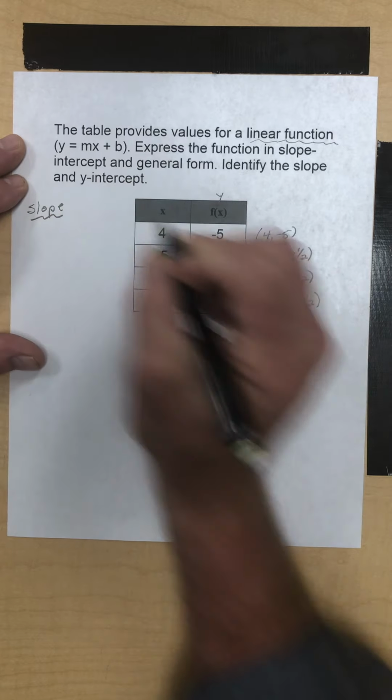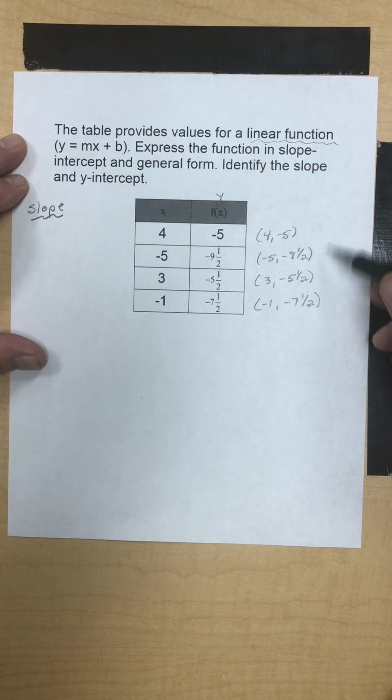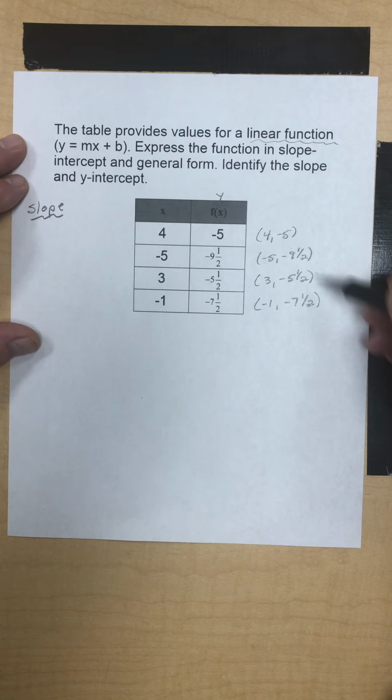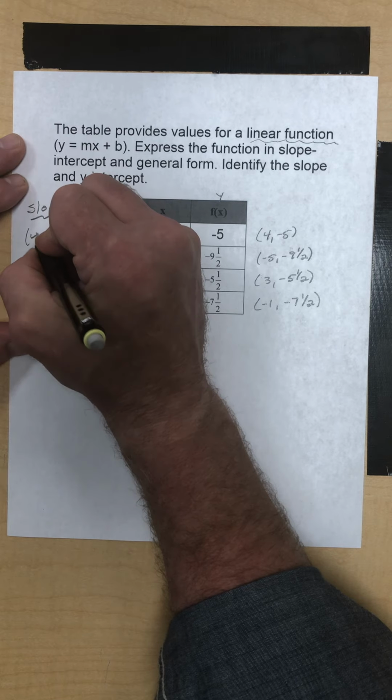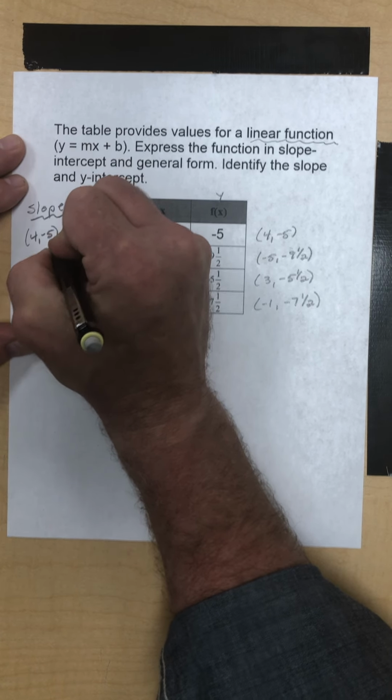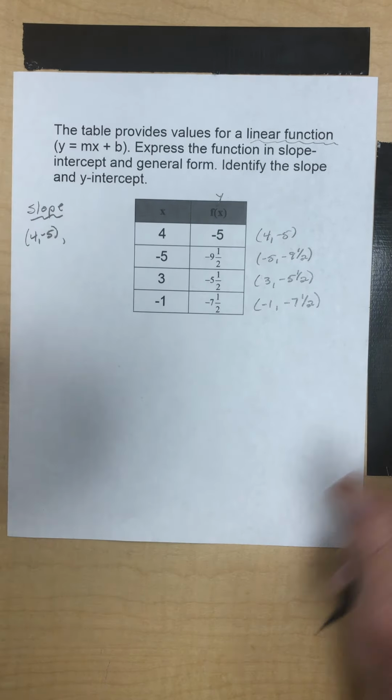Notice we have a bunch of points on the line, so all you've got to do is take any two of them to calculate the slope. And it doesn't matter which two you choose, it'll give you the same slope. It doesn't make any difference. So I'm certainly going to work with (4, -5). There's no doubt about that because both coordinates are integers.